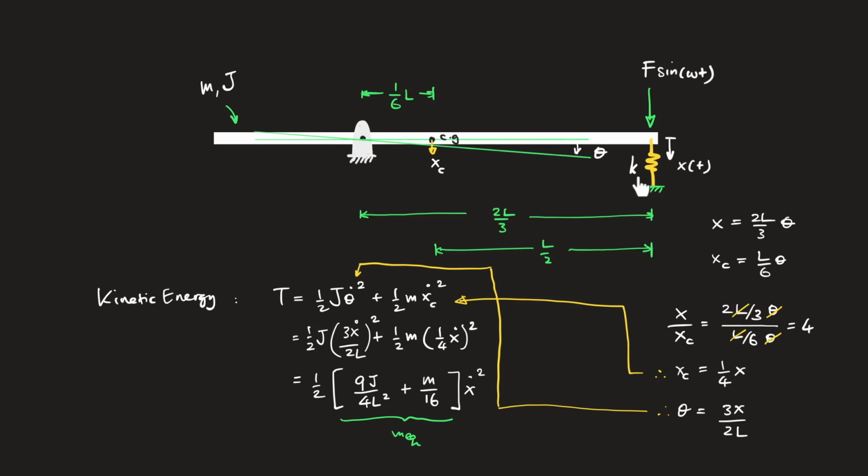And next, let's see the spring here to determine the potential energy. So V equals half k multiplied by the deflection of the spring to the power of 2, which is x squared, and this is already in the generalized coordinate. And k here is the equivalent stiffness constant.